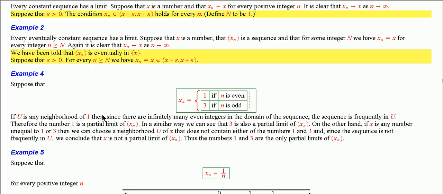Do you understand? If u is a neighborhood of 3, then xn gets into u whenever n is odd, because then xn is exactly 3. Do you understand? So I've explained very simply that both 1 and 3 are partial limits of the sequence. Do you understand? And then I want to point out something.